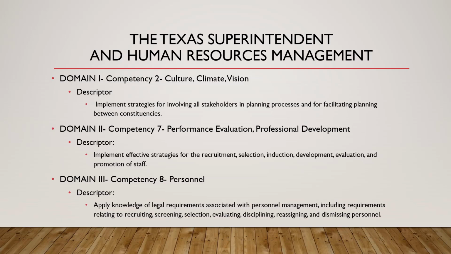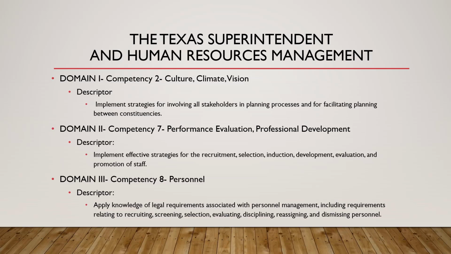Let's look at this a little closer. The Texas Superintendent and Human Resources Management. Domain 1, Competency 2 talks about culture, climate, and vision. And when you go to review the manual handbook that's in Module 2, you will see the descriptors for each of the competencies as well. One of the descriptors for Competency 2 is to implement strategies for involving all stakeholders in planning processes and facilitating planning between constituencies.